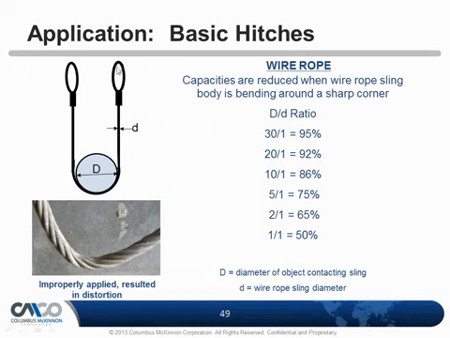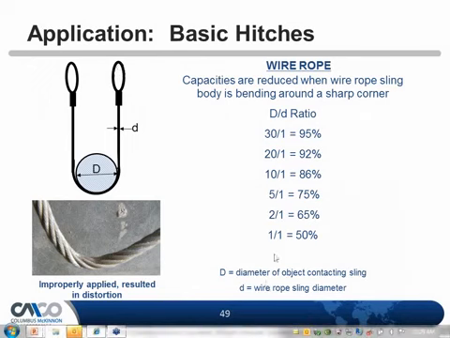If the shackle is going in the eye of the sling, then we want to match the diameter of the wire rope to at least the diameter of the shackle right in here. Basically, the eye is a basket, and so we want to match the diameter of the shackle to the wire rope size.